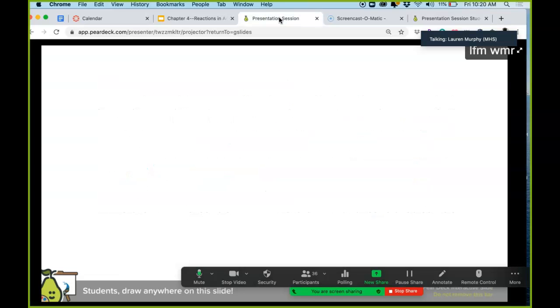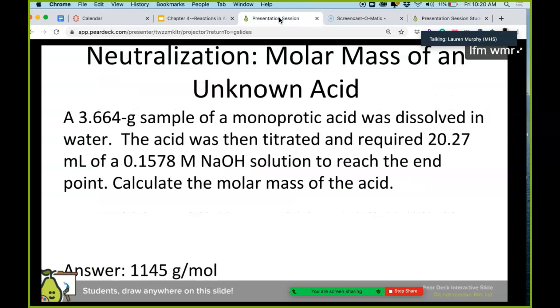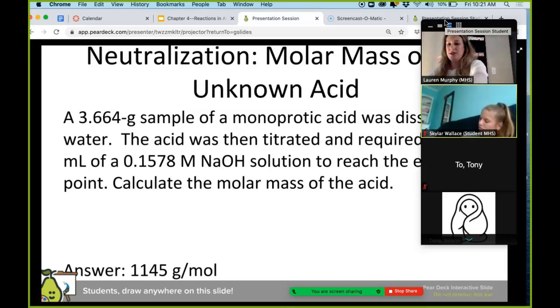Okay. All right. An unknown sample of a monoprotic acid, which means 1 hydrogen, was dissolved in water, and then they neutralize it with sodium hydroxide, and they want to know the molar mass of the acid. You're so used to being given molar mass that for some reason, kids don't realize that they can calculate molar mass without knowing the identity of the substance. So that would be done like this.